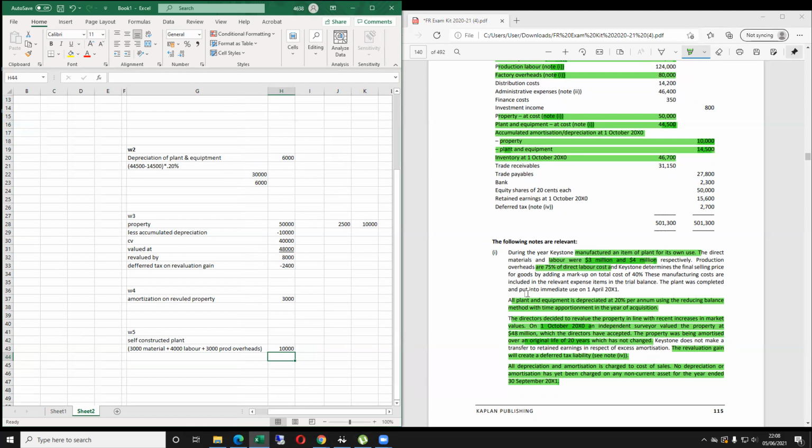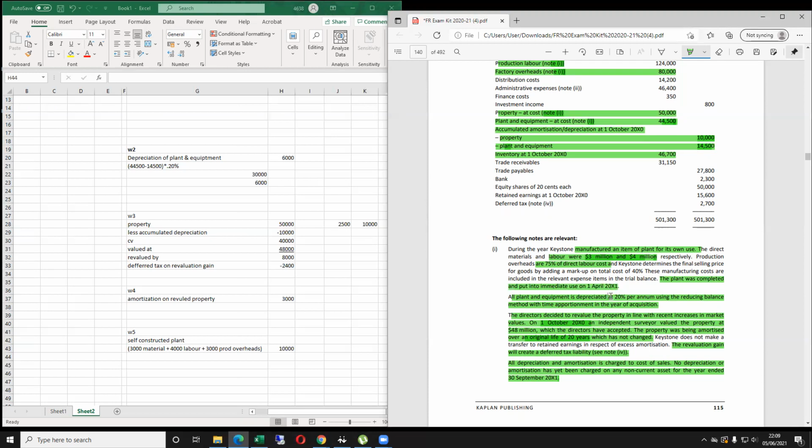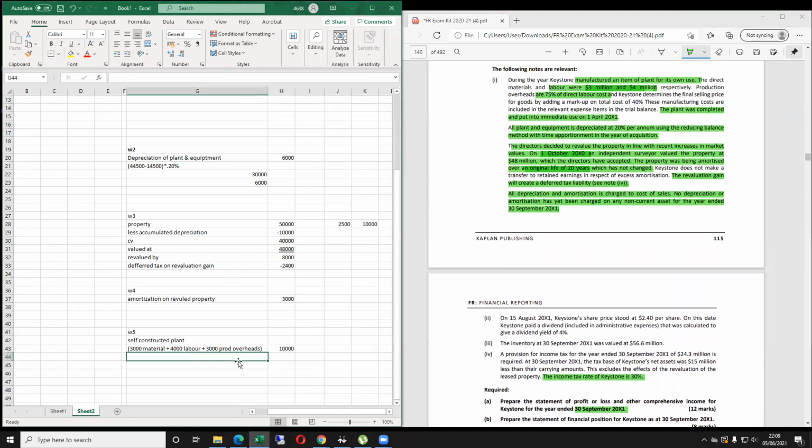The plant was completed and put into use from 1st April, so it will be ready from 1st April. When we start using it, only then will we start depreciating it, right? So depreciation is from April to 30th September. This is the one.